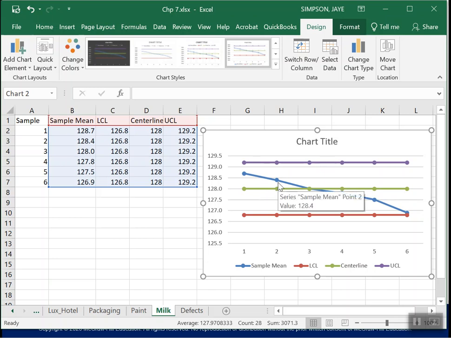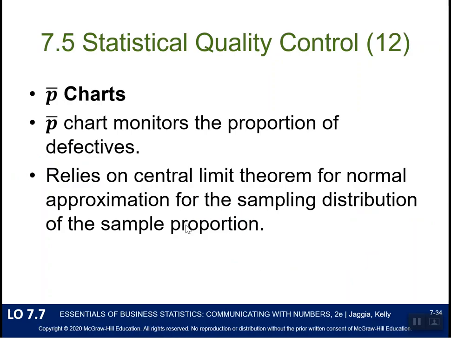So let's jump back over to our PowerPoints now and continue looking at a different chart. So again, we've talked about the P charts. They measure the proportion of defects. And so again, we're going to have to calculate the sampling distribution of the sample proportion as well. We looked at that in an earlier video, but we'll look at that here again.